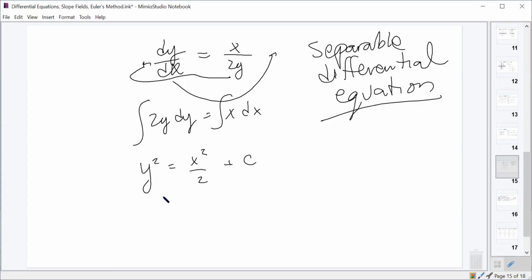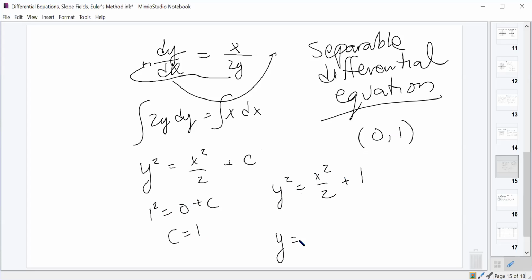And let's see, the point we were looking at was the point 0, 1, right? x was 0, y was 1, so 1 squared equals 0 plus c gives us a constant of 1. So we have y squared equals x squared over 2 plus 1, or y equals either the positive or the negative square root of x squared over 2 plus 1. Obviously, we need it to come out to be positive 1, so we choose the positive square root.